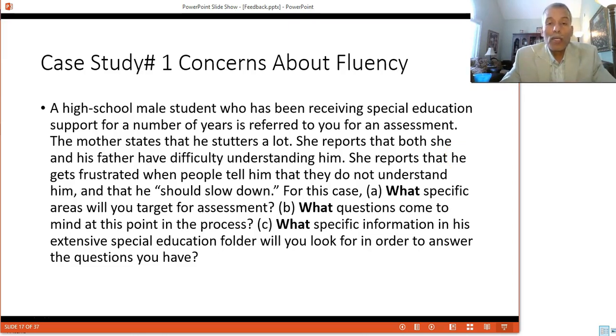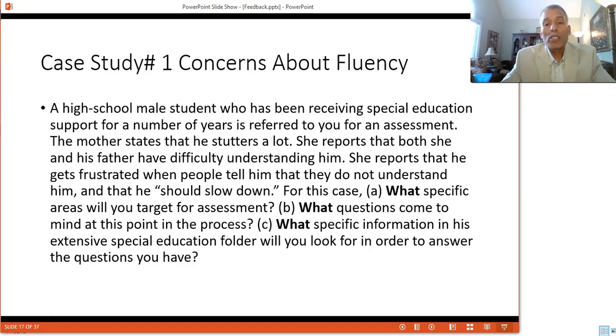Here's a case that you had. A high school male student who has been receiving special education support for a number of years is referred to you for an assessment. The mother says that the person stutters a lot. She reports that both she and his father have difficulty understanding him. She reports that he gets frustrated when people tell him that they do not understand him and that he should slow down. For this case, what specific areas will you target for assessment?